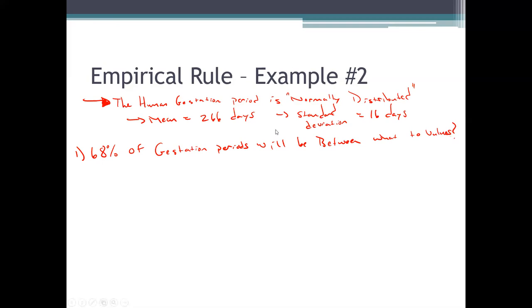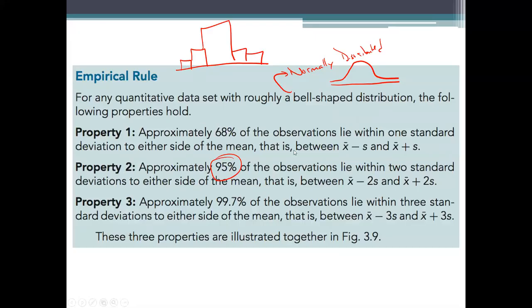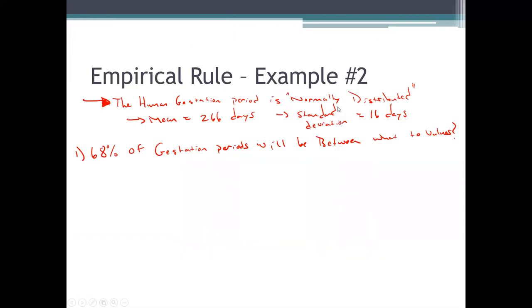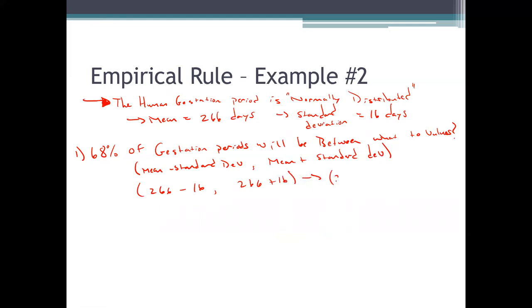If you look back at our empirical rule, 68% of observations, we take the mean and subtract one standard deviation, and take the mean and add one standard deviation. So you're going to take 266 minus 16, and 266 plus 16. 266 minus 16 gets you 250, and 266 plus 16 gets you 282. So 68% of all human pregnancies are going to last between 250 days and 282 days.